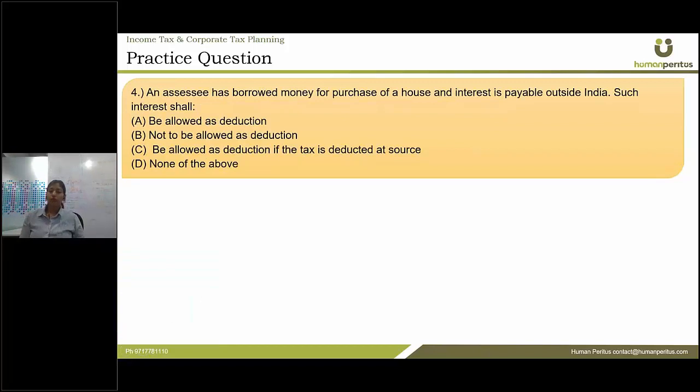A person has borrowed money for purchase of a house and interest is payable outside India. So if the property is purchased and he is paying interest outside India, will that interest be allowed as deduction? In this case, interest will be allowed as deduction if the tax is deducted at source. That means if there is TDS, only then, because tax is collected here, he will be allowed the deduction. If it is not, then he will not get deduction under section 24.